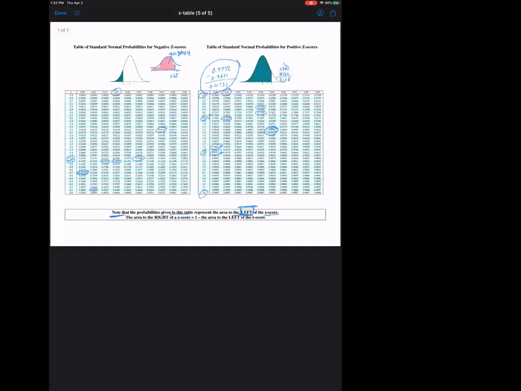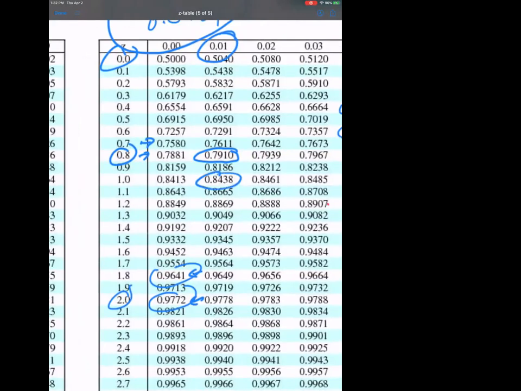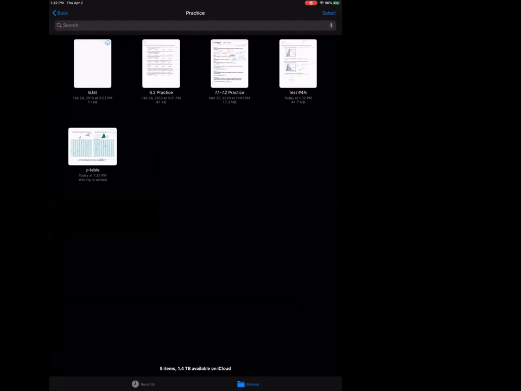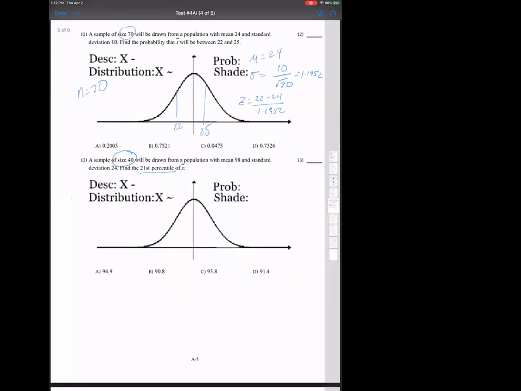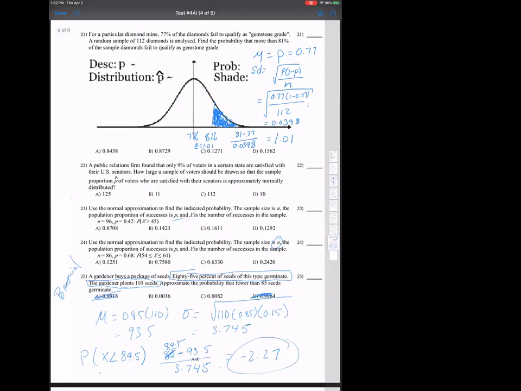So 1.01 is right here. So 0.8438. I have to go 1 minus that number, and that's going to be 0.1562.